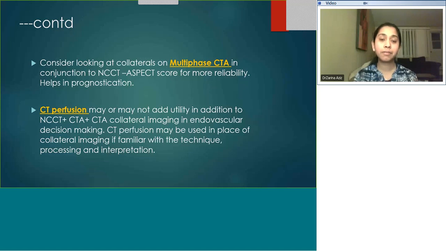So most of the time CT perfusion is done at our center, but we are able to process and interpret it at a later hour, mostly after the patient has been treated. So it is not practical to really do CT perfusion, but many centers are working on it, and many rapid protocols are coming up for easy interpretation.